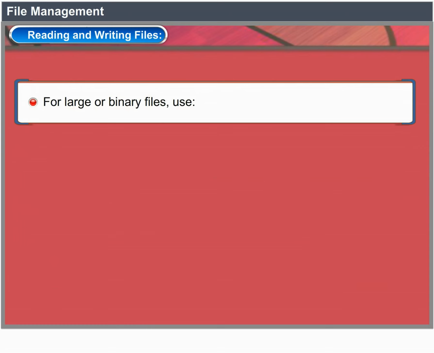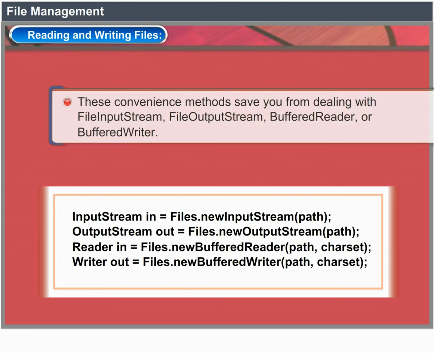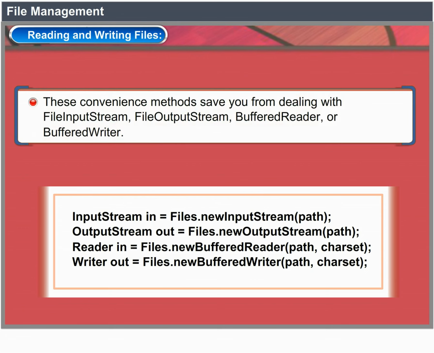For large or binary files, use InputStream in = Files.newInputStream(path); OutputStream out = Files.newOutputStream(path); Reader in = Files.newBufferedReader(path, charset); Writer out = Files.newBufferedWriter(path, charset). These convenience methods save you from dealing with FileInputStream, FileOutputStream, BufferedReader or BufferedWriter.